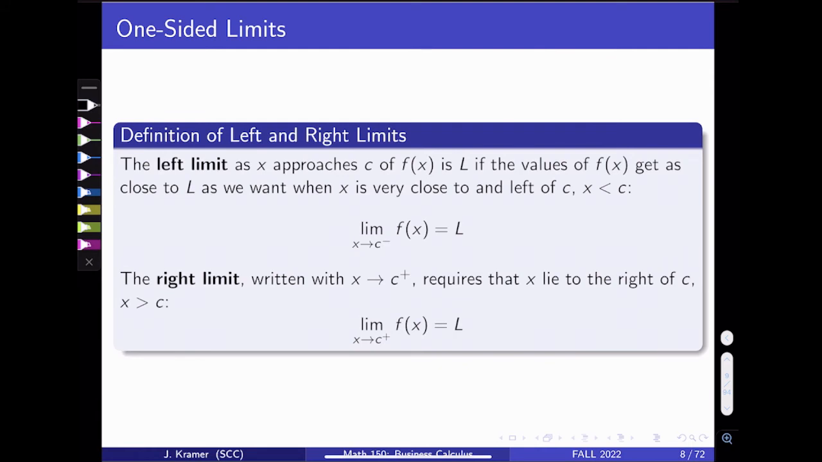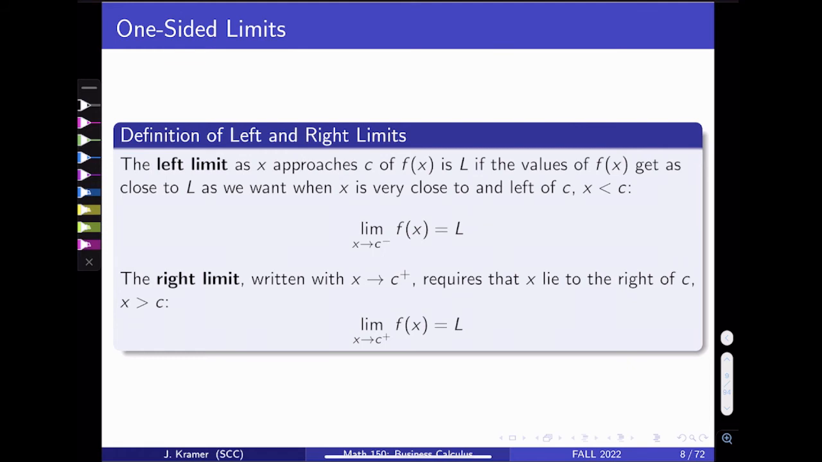Let's take a look at the definition of a one-sided limit, or left and right-hand limits, which we've briefly talked about. The left limit as x approaches c of f(x) is L if the values of f(x) get as close to L as we want when x is very close to and left of c. That is when x is less than c, and that notation is the limit as x approaches c from the left, that's what the minus sign is going to mean, of f(x) equals L. The right limit, which is written x approaches c plus, means x approaches c from the right, and requires that x lie to the right of c, or values larger than c. So the limit as x approaches c from the right of f(x) is L.